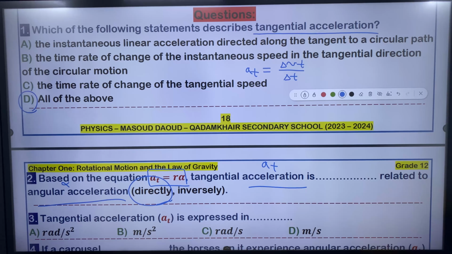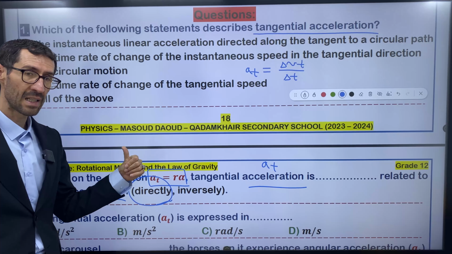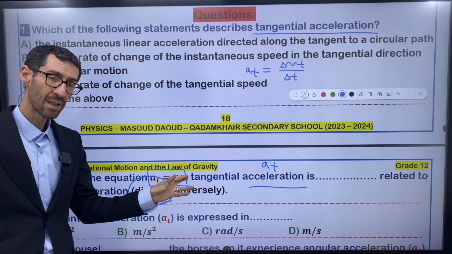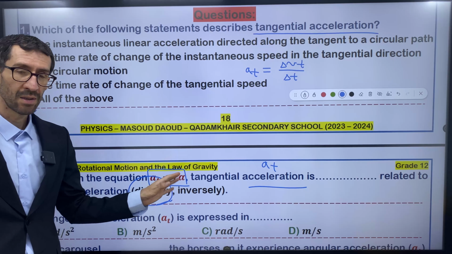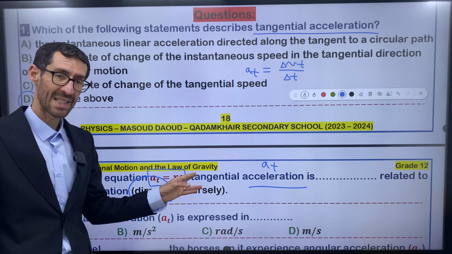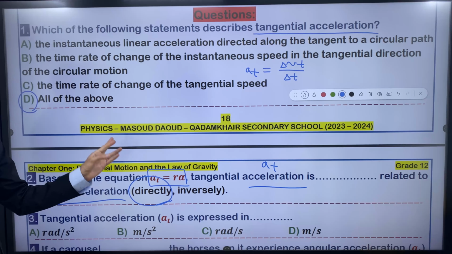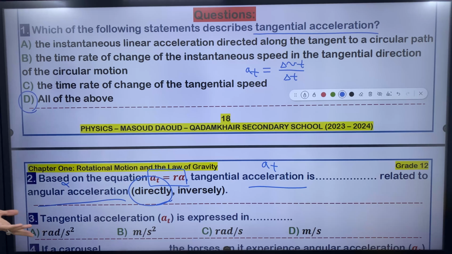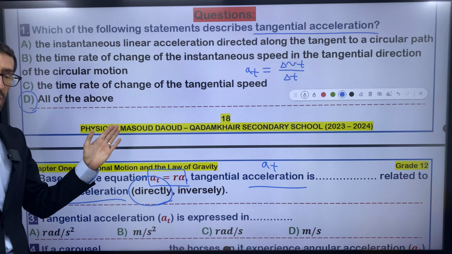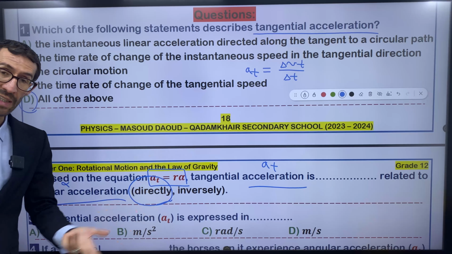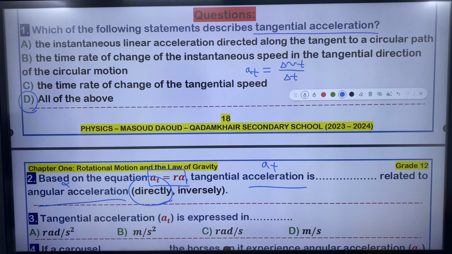What does it mean? The greater the angular acceleration is, the greater the tangential acceleration is, and vice versa. You can say the greater the tangential speed is, the greater the tangential acceleration is. Right? So they have to do with one another directly.